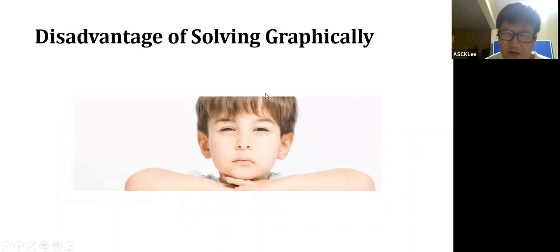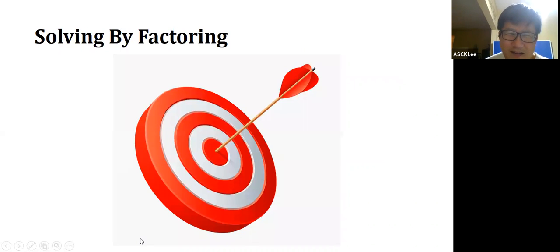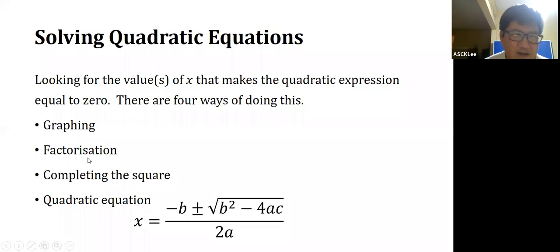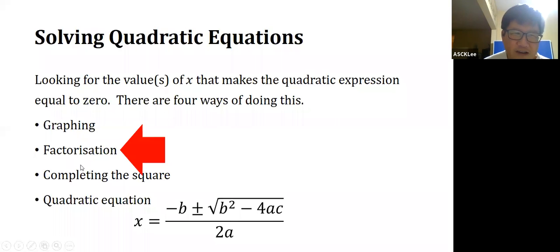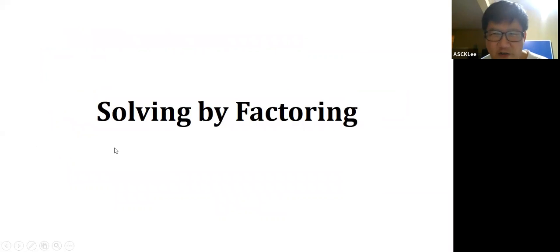Last week we talked about solving using graphing, and I've shown you the problem that is illustrated by this boy, really trying to make out where the curve crosses the x-axis. That's the problem with graphing. Today we're going to talk about factorization, or factorizing, and next week we're going to talk about completing the square. So let's head on to factorization, or solving by factoring.